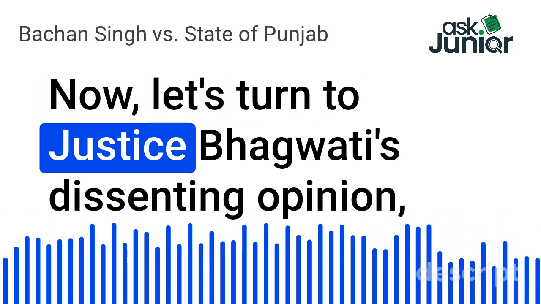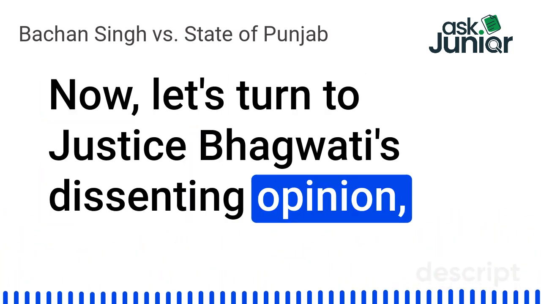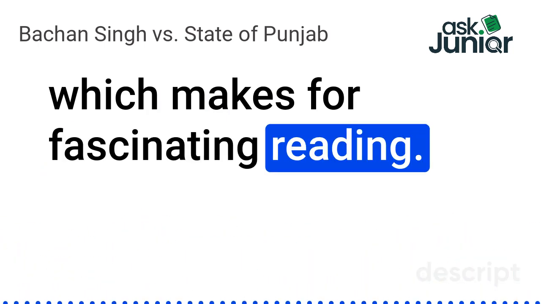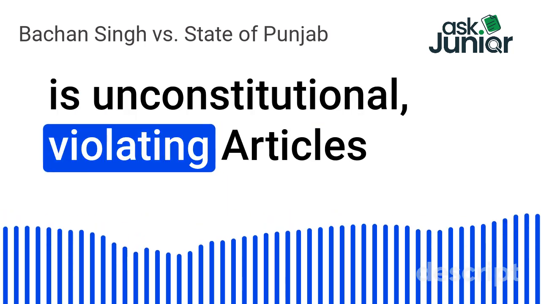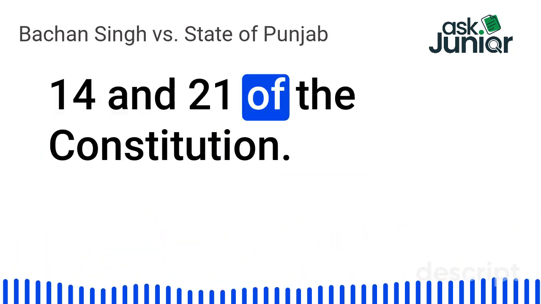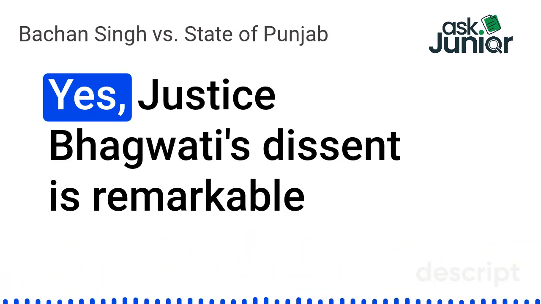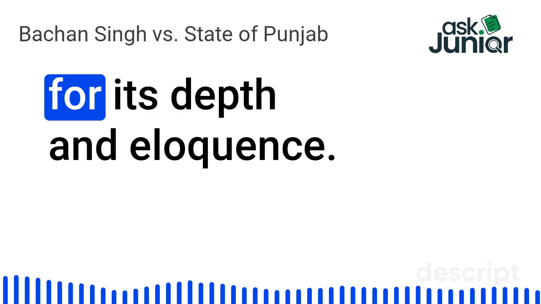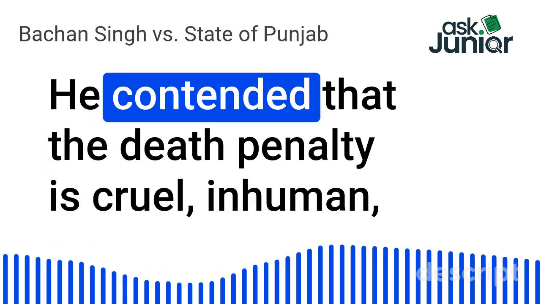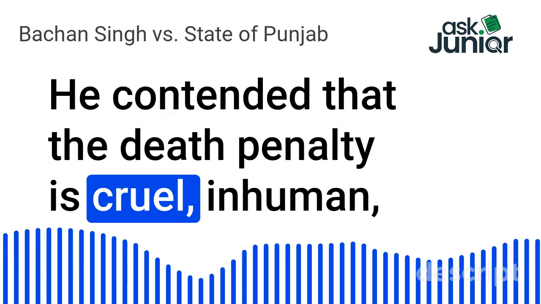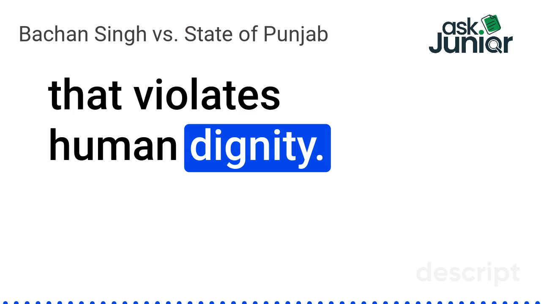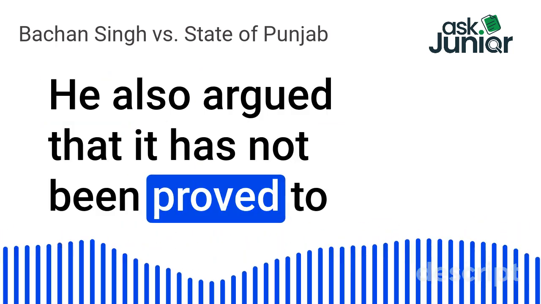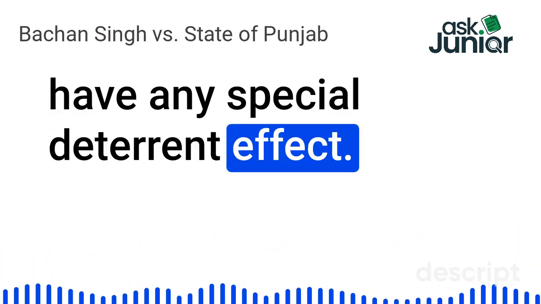Now, let's turn to Justice Bhagwati's dissenting opinion, which makes for fascinating reading. He argued passionately that the death penalty is unconstitutional, violating Articles 14 and 21 of the Constitution. Yes, Justice Bhagwati's dissent is remarkable for its depth and eloquence. He contended that the death penalty is cruel, inhuman, and degrading punishment that violates human dignity. He also argued that it has not been proved to have any special deterrent effect.